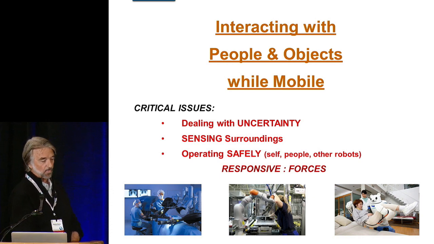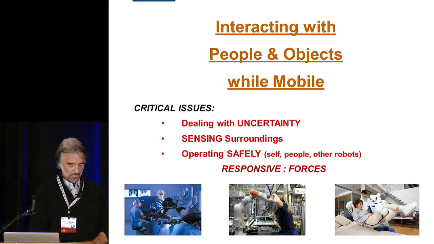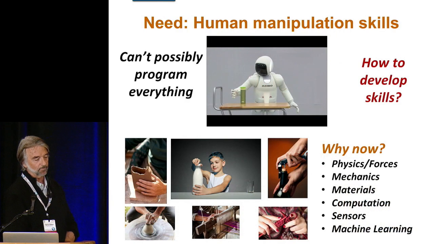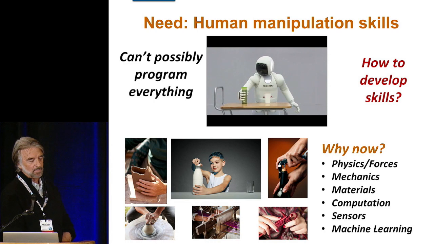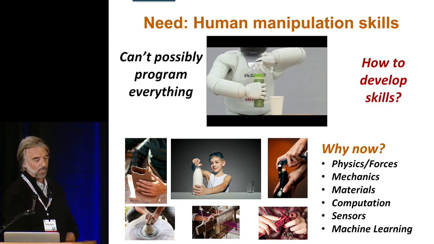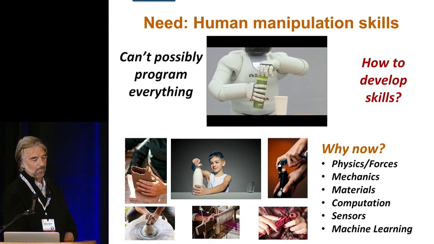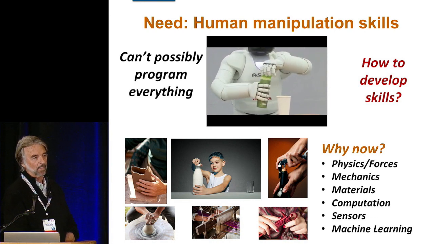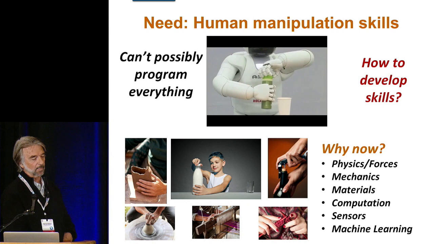And what distinguishes the work at this lab is the use of force, measuring it and inducing it to make changes in the environment. Here's a typical example of a robot doing something. It's grabbing that container and opening it up. Every little articulation, every movement has been pre-programmed.